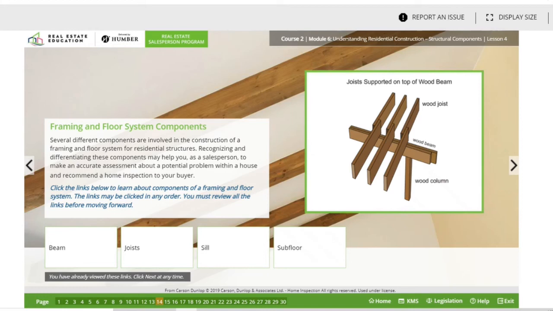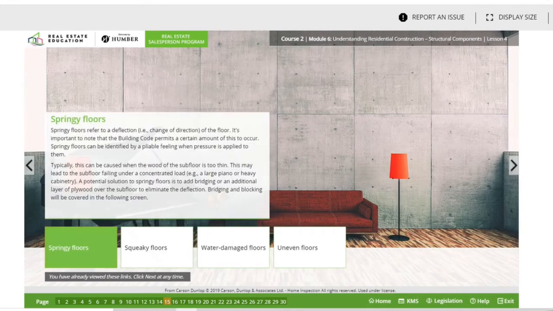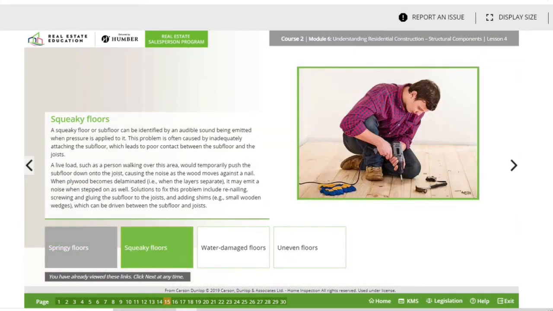Framing and floor system components. There's a beam, joist, sill, and subfloor. Potential problems with floor system. Springy floors refer to deflection of the floor. It's important to note the building code permits a certain amount of this to occur. Springy floors can be identified by a pliable feeling when pressure is applied. Squeaky floors or subfloors can be identified by an audible sound being emitted when pressure is applied.